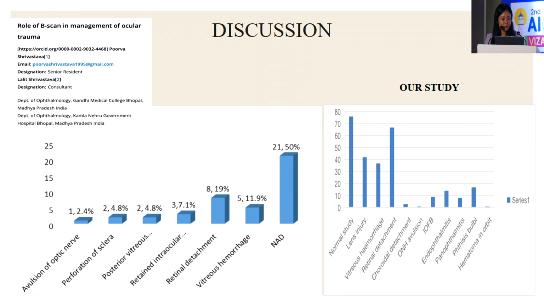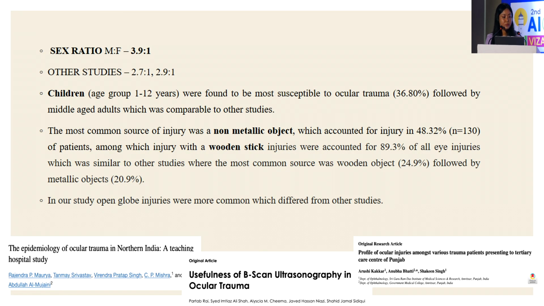So discussion: when compared with other studies, we found similar findings in other studies as well. In our study, most of the patients had normal findings on B scan, which was seen in another study like this one, which was conducted in a hospital in India. The male to female ratio in our study was higher than other studies. It was 3.9:1, whereas other studies, like I have listed below, had a sex ratio ranging between 2.7 to 2.9:1.